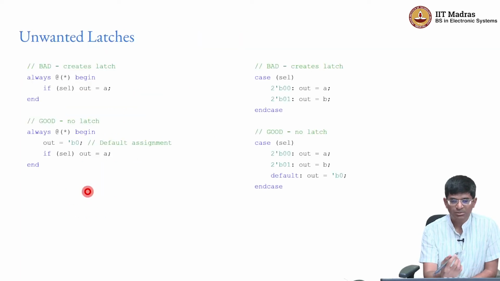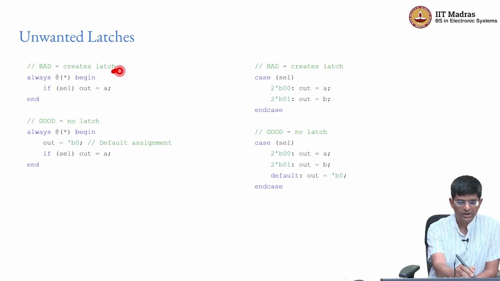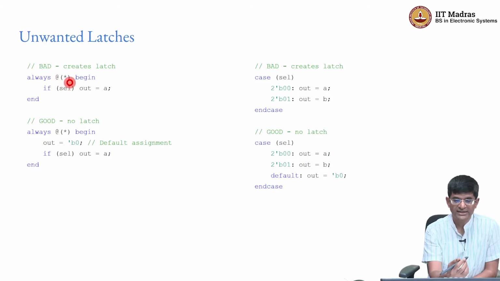A couple of examples of bad code, so to say. As you can see over here, I have got an always at star, essentially an always comb. I am saying that I want it to be combinational logic. But if I look at the if statement, I am basically saying that if select is high, out should be equal to A. But what happens if select is low? I am not specifying what the value of out should be. So this is kind of tricky.